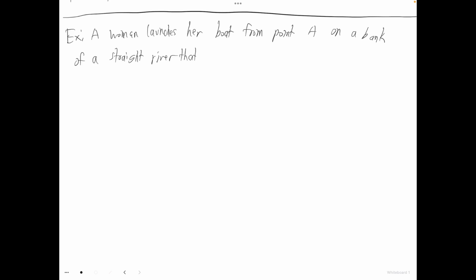So the first one is a woman launches her boat from point A on a bank of a straight river that is 3 kilometers wide and wants to reach point B 8 kilometers downstream on the opposite bank.